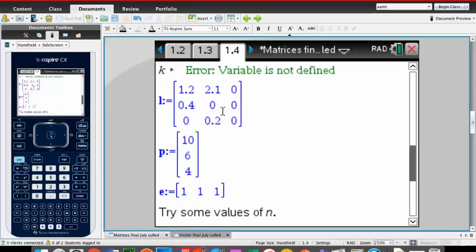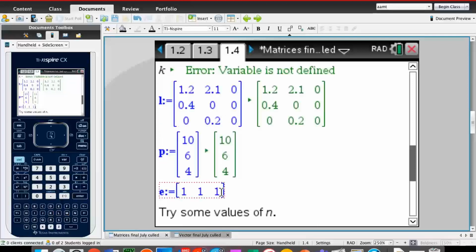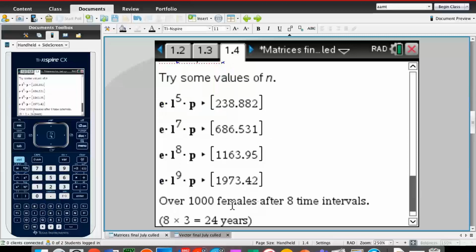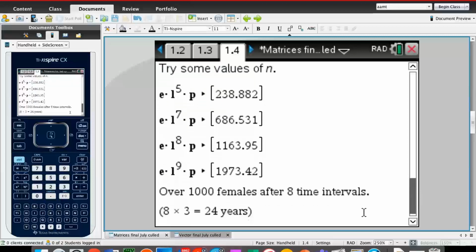So we've got L and P, and this is a row matrix of 1s, so we can add up the total. So let's look at some values of N. I've done some here. If we type in E times L to the 5th times P, so this is after 15 years, there'll be 238 female rats altogether. After 7 time intervals or 21 years, there'll be 686 rats. And eventually, after 8 time intervals, we get to 1,000 rats, or 1,163.